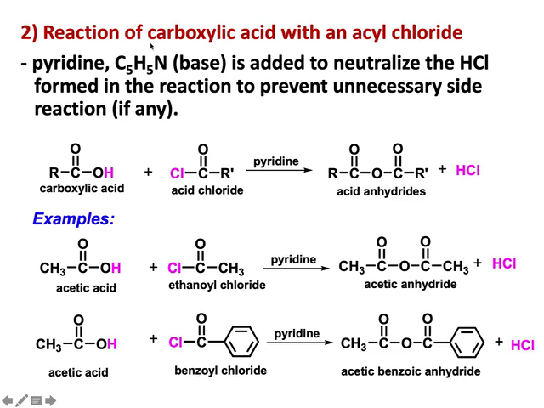Number two, reaction of carboxylic acid with an acyl chloride. Carboxylic acid reacts with acyl chloride by using pyridine to form acid anhydride.